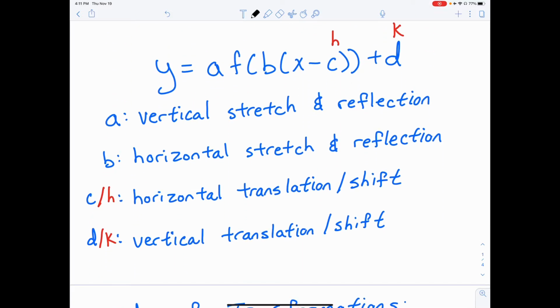So first of all, let's take a look at it from left to right, as we normally would for any mathematical formula. A here represents the vertical stretch and reflection. Now, in some schools, they might be using the words compression or expansion, so be aware of how you have to adjust depending on how the wording goes. B here is going to be your horizontal stretch and reflection factor. C is going to be your horizontal translation, also known as a horizontal shift. And D is going to be your vertical translation or vertical shift. All right.